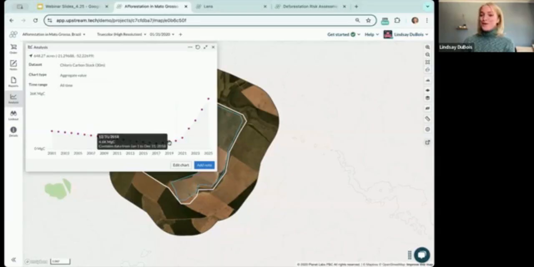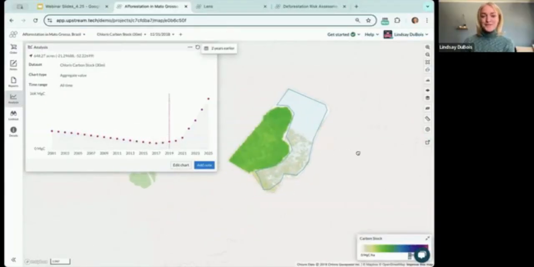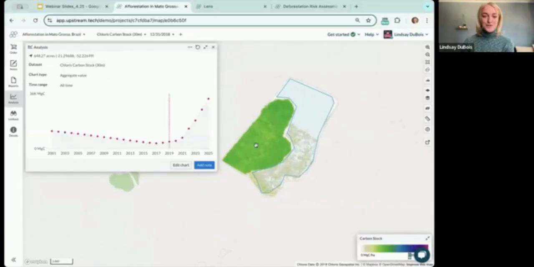So if we're assuming we're looking at this prior to the afforestation project, we'd see that there's been this kind of steady downward trend over time. I could click on any one of these time steps and see a visualization. So the preserved forest obviously is showing strong biomass storage, whereas we're seeing very little on the outskirts.